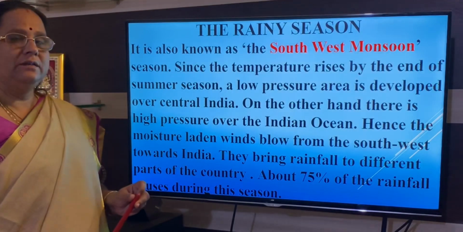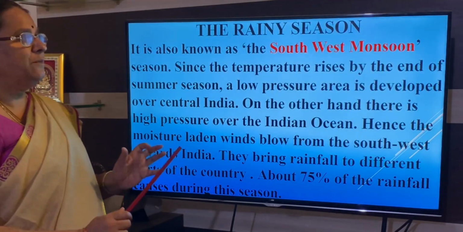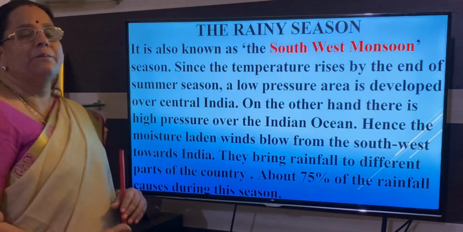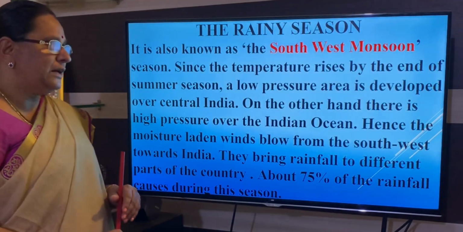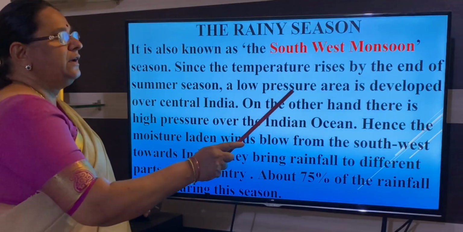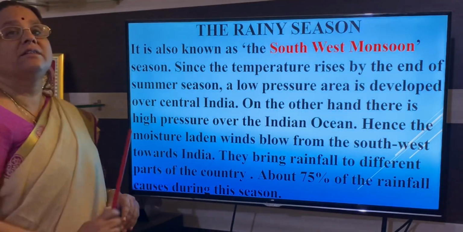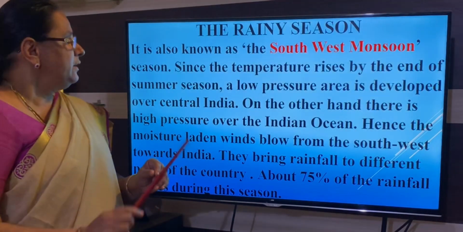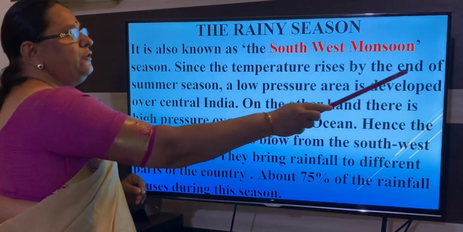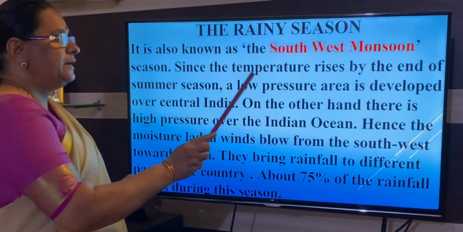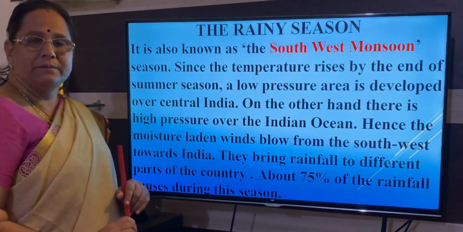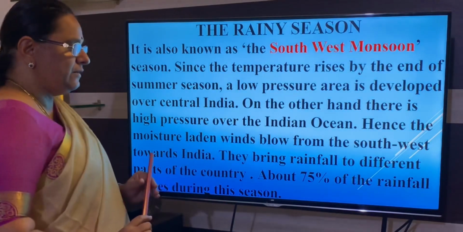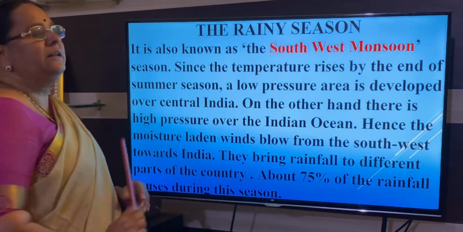During the season, as the summer season is coming to an end, there will be a rise in the temperature, and due to that a low pressure area is developed in central India. So remember children, first thing is in the end of summer season the temperature will rise. Due to that a low pressure will be developed in central India.